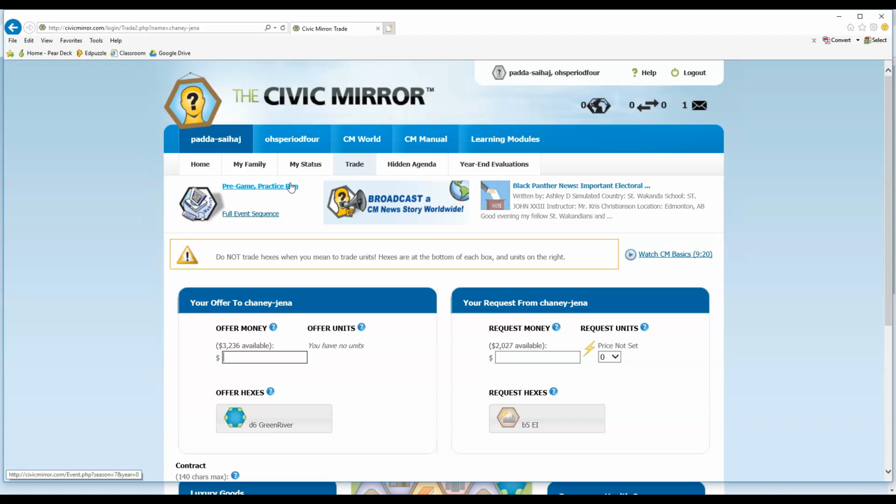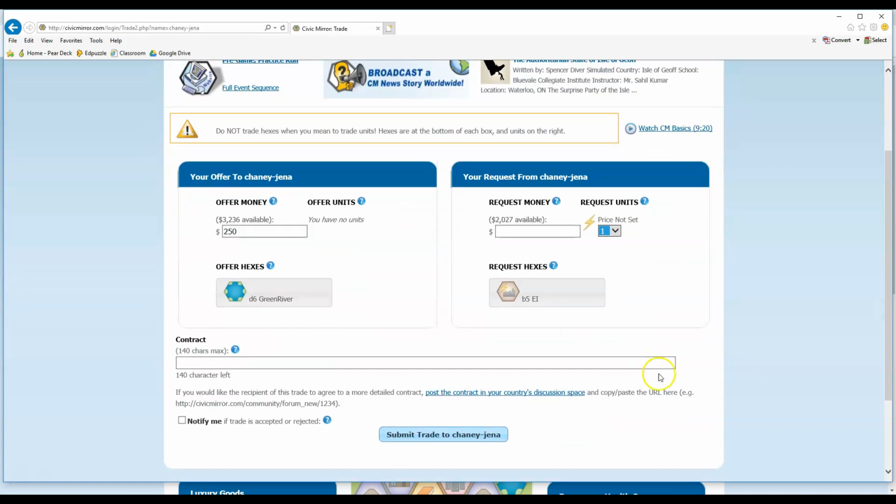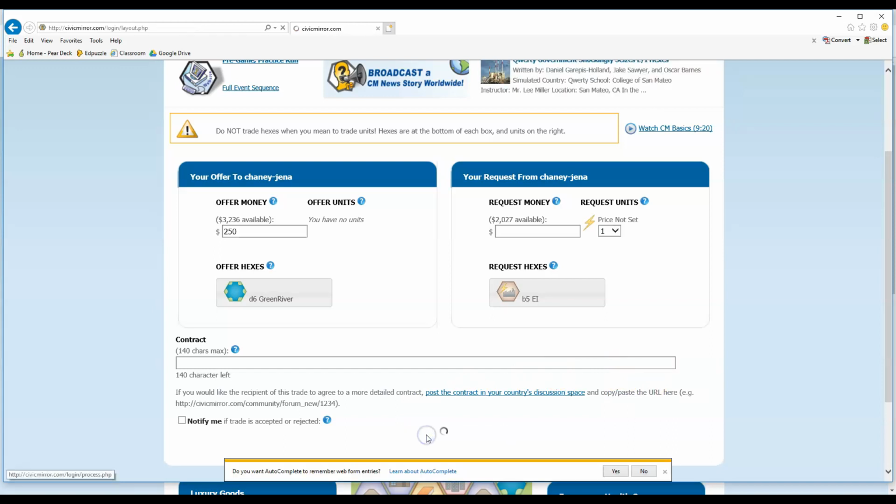You might go talk to Jenna. What are you charging? Let's say she's charging $250 for a unit of power. I would say, I'm paying you $250, and then I would click this 1 unit of power. This is what I want from her. This is what I want to give to her. This is what I want her to give me. Okay? Now, finally, I go over here and I click Submit Trade to Jenna.